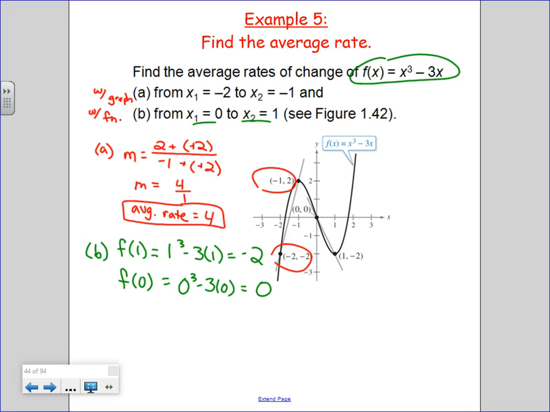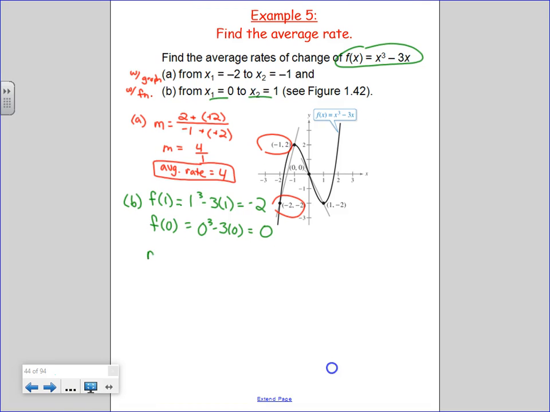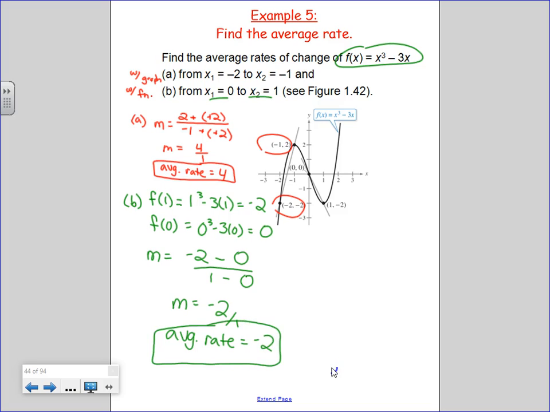And now I can say, oh, for my m, y2 would be the f of 1, so negative 2, minus y1. And I'm just going that direction. We could go a different direction. But I'm just going top minus bottom. So y is subtracted, and then x is subtracted. And what were my x's? 1 and 0. So then m equals negative 2. Then my average rate, technically over 1. Ugh, I'm too tall for that part of the board.